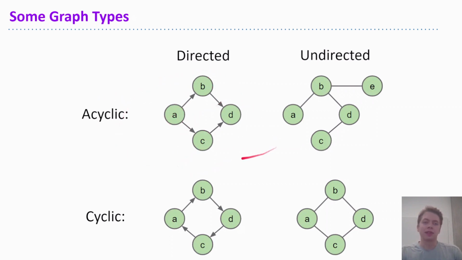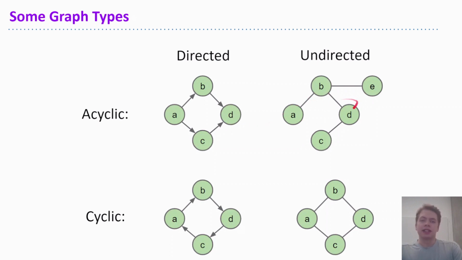And here are the 4 flavors of graphs. Acyclic directed: there's no cycle in this directed graph, right? You can't start at a node, take a sequence of edges, and end back at that node, right? If you were to try that, you would take this edge from A to B, then B to D, and then we'd be stuck at D, since there are no edges coming out of D.